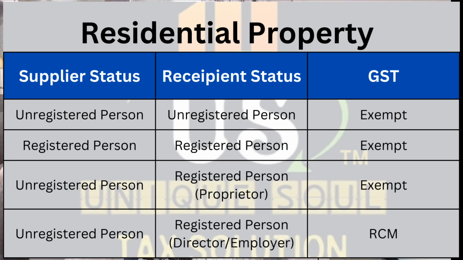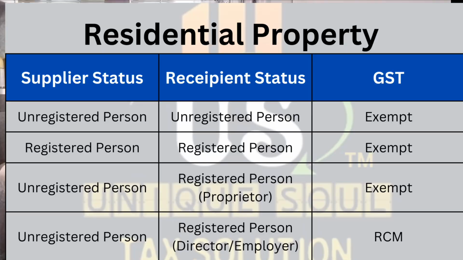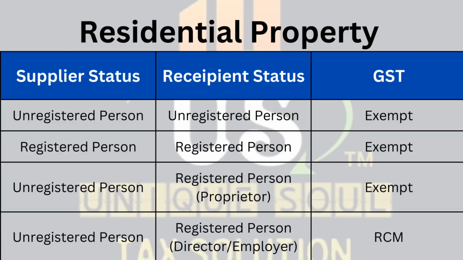If both the owner and the tenant are unregistered persons, then the GST will be exempted. In the second scenario, a registered person is providing his property to another registered person for residential purpose. At that time also the GST will be exempted. The third scenario is an unregistered person letting the property to a registered person, a proprietor, who himself is staying in the rented property. In this scenario also the GST will be exempted.